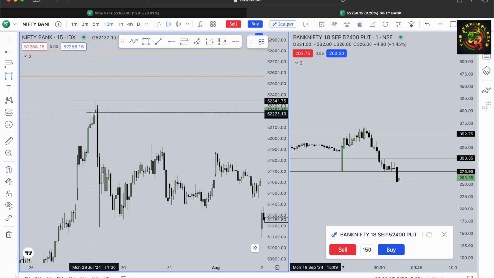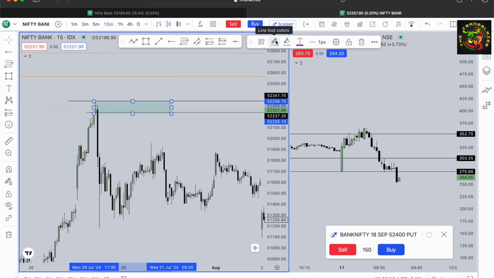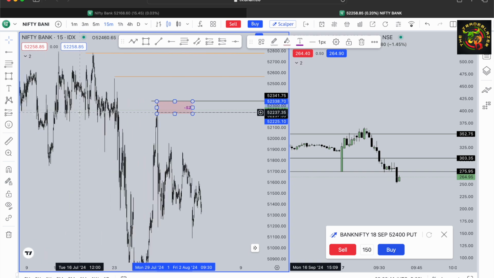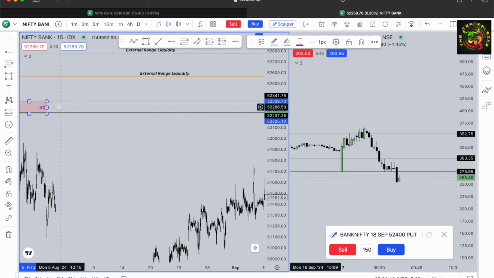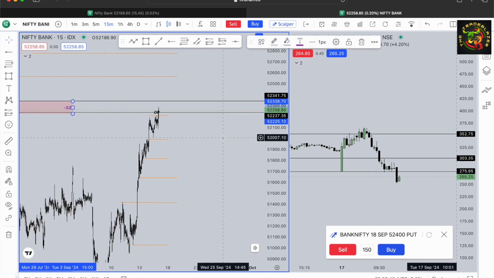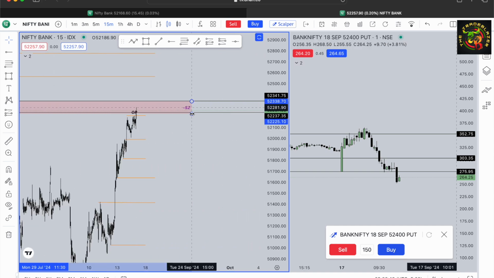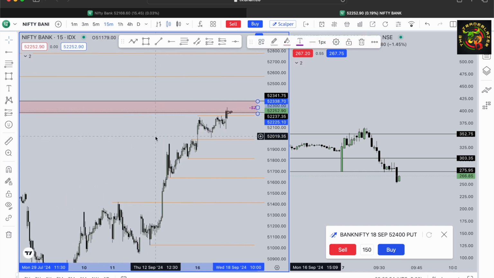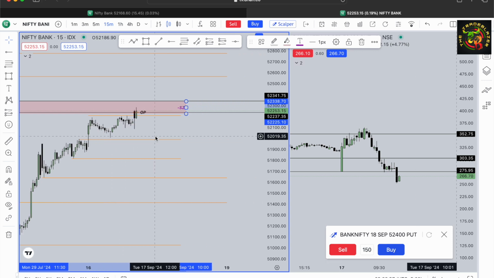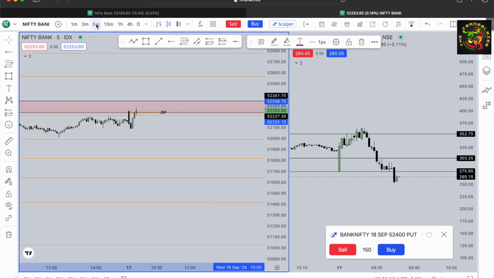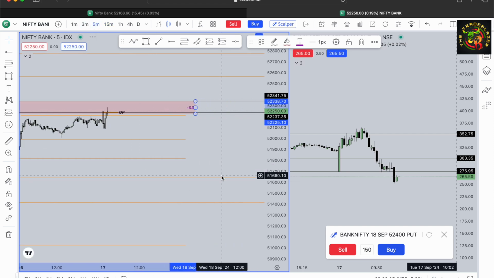Let me mark the supply zone as well, meanwhile. If the market gives us a bearish price action pattern just below this supply zone, it would be good to short the market, or to buy the put actually. So this would be our supply zone. The market already tapped into this as soon as the market opened, but we are waiting for that additional confirmation, based on which we can short the market.